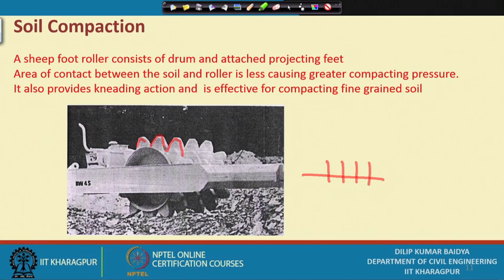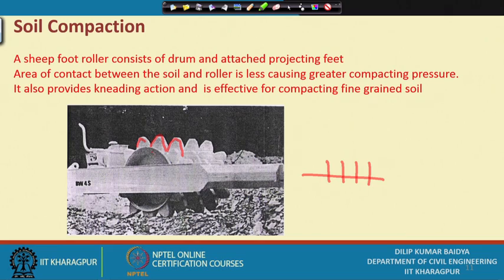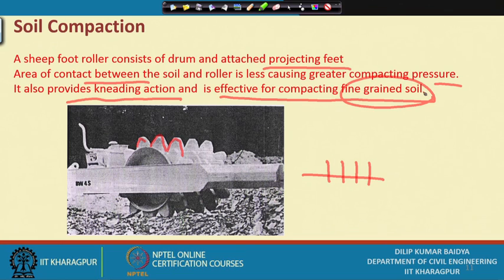If it has projected feet, that is called a sheep foot roller. Through that we can apply more pressure, because the contact area is reducing. Another thing is, since it has spike-like projections, it has a kneading effect. So, when it is fine grained soil, this is very suitable. The sheep foot roller consists of a drum with attached projecting feet. The area of contact between the soil and roller is less, causing greater compacting pressure, and it also provides kneading action and is effective for compacting fine grained soil. So, that means when it is clayey soil, this type of roller is good.